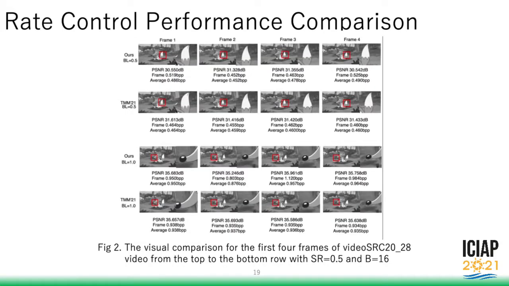This figure shows the visual quality comparison for the first frame to fourth frame compared with only the rate control part. This work has better visual quality than state-of-the-art under the same bit limitation constraint.